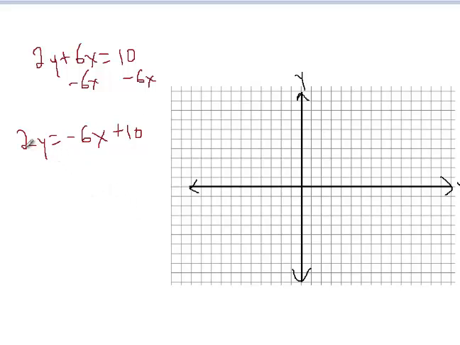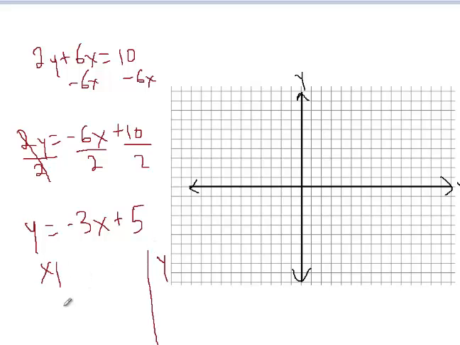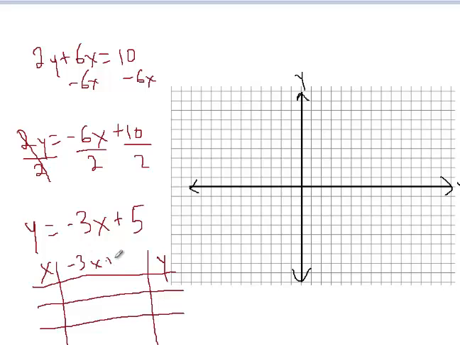Now I still don't have y by itself because I've got a coefficient. I've got a 2 here. How do I get rid of the 2? Divide by 2, like you would in any other algebraic equation. Divide by 2 here, divide by 2 here. So you've got y equals negative 6 divided by 2, which is negative 3x, plus 10 divided by 2, which is 5. Now we've got it in y equals mx plus b form. Now we can make our little chart, and we can graph our points. Okay, we've got negative 3x plus 5.